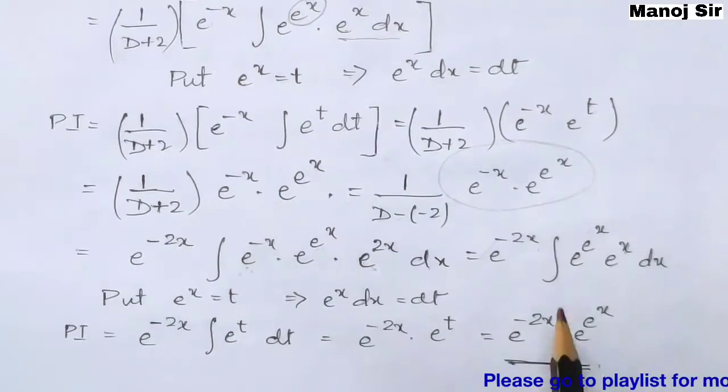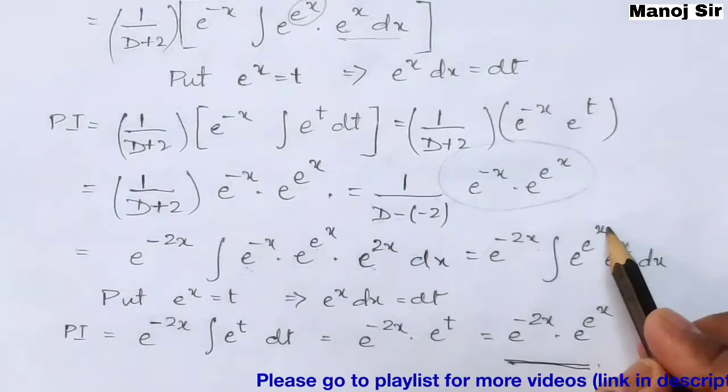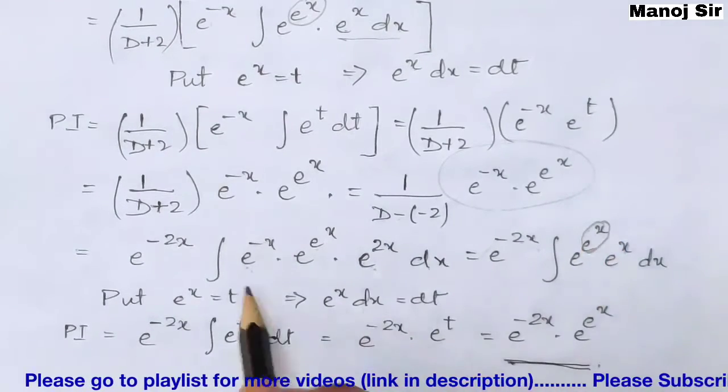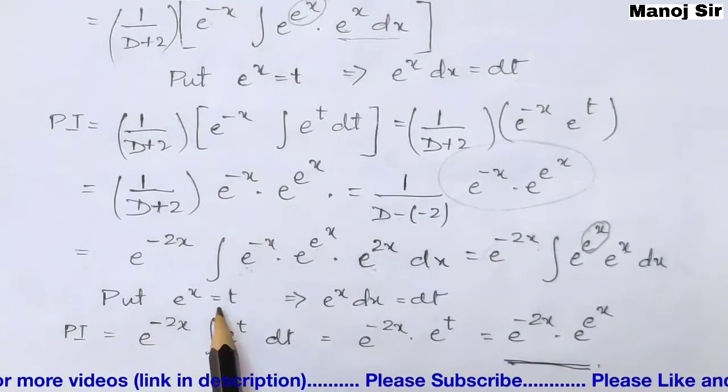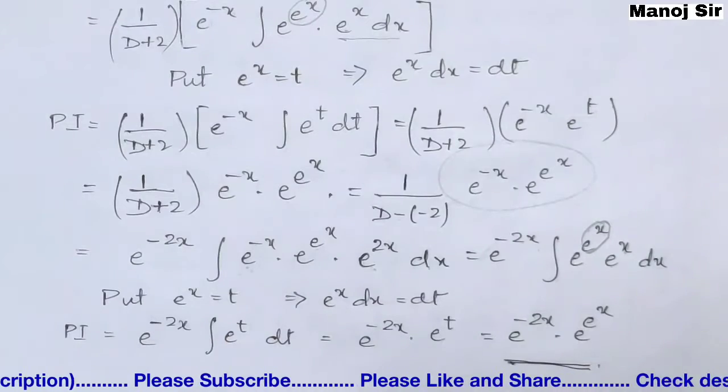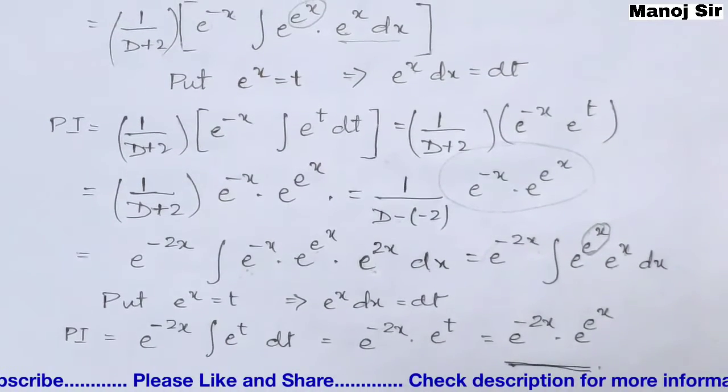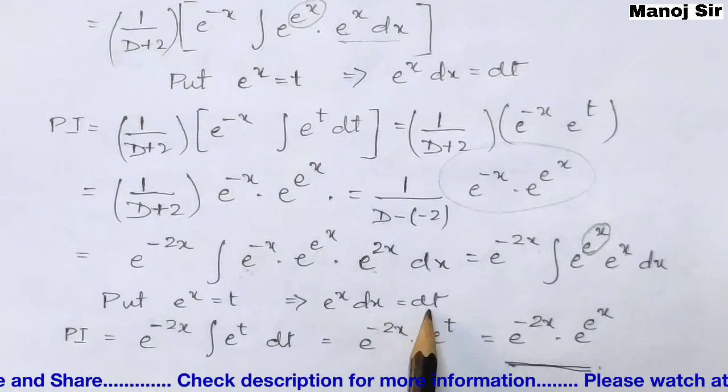Now again we are going to put e to the power x. This part has how much? T. So put e to the power x equals to t. So you will get this, that is e to the power x dx equals to dt.